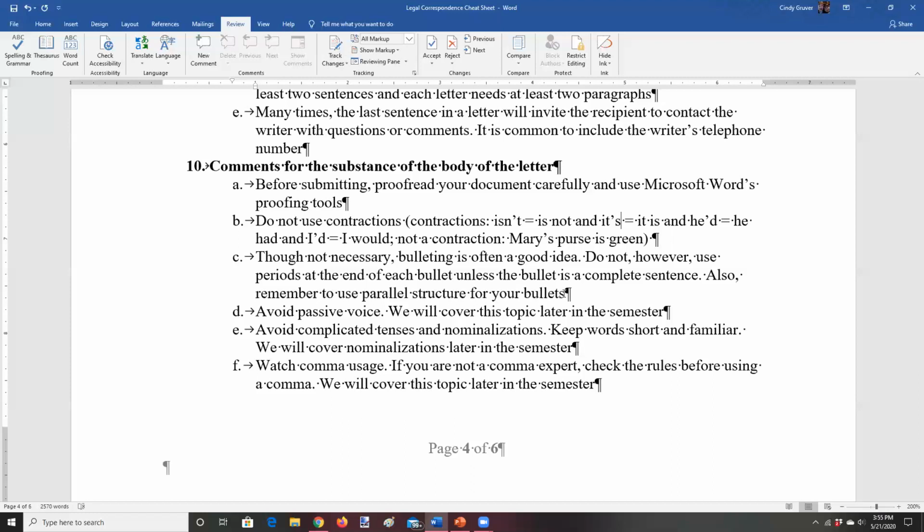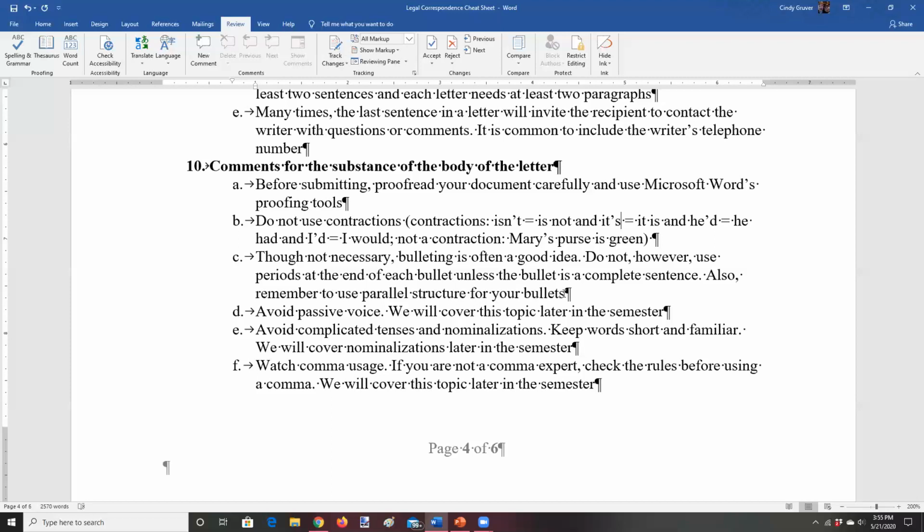When you bullet, you ordinarily are not going to write your bullets in complete sentences. You can, that's okay to do, but most people don't. And it's fine to have what I'm going to call a sentence fragment in a bullet. That's not a problem. Anywhere else, you need to have complete sentences. But in bullets, you don't have to. You can have a list.